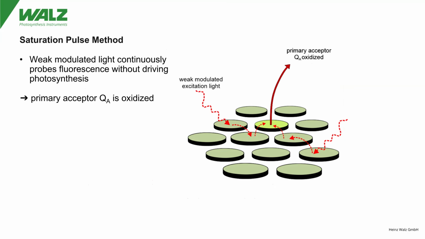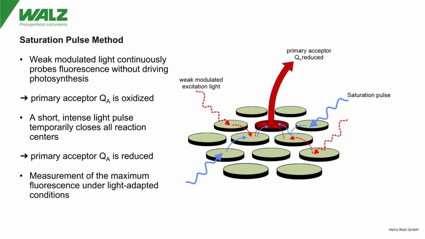To assess PS2 activity, the saturation pulse method is used. A very weak modulated measuring light is applied continuously. It is strong enough to probe chlorophyll fluorescence, but too weak to drive photosynthesis in any relevant way. Under these conditions, PS2 reaction centers remain open.